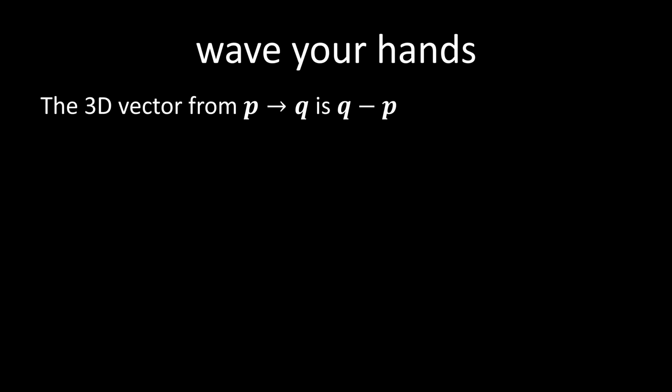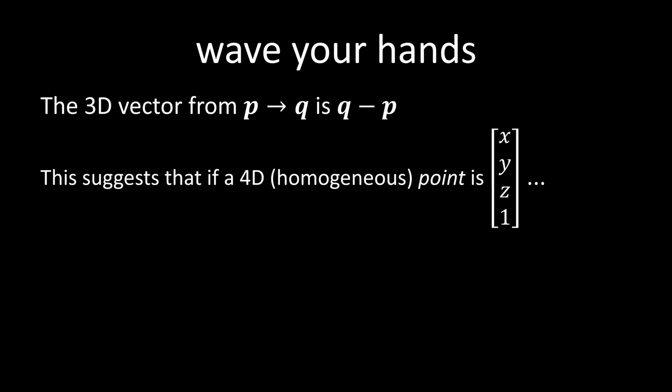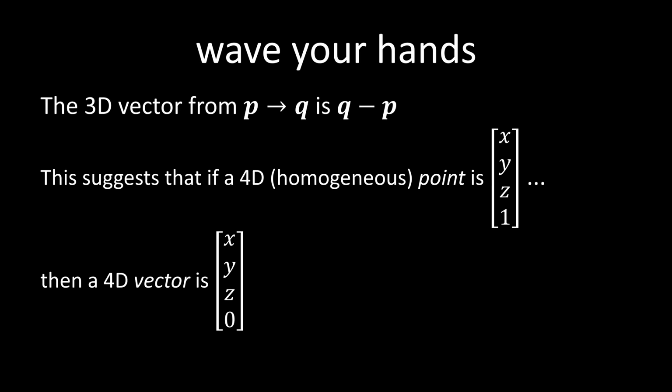We also need to wave our hands just a little bit and recall that the three-dimensional vector pointing from point P to point Q is Q minus P. And that's pretty much the last time we're going to be doing anything with 3D points or vectors for the remainder of this lecture. We're going to do everything else in homogeneous coordinates. And this suggests that if we have this four-dimensional or homogeneous point x, y, z, 1, and we subtract two of them to form a vector, then a four-dimensional vector is x, y, z, 0. You don't have to worry about whether this is true or even makes sense. It's really just going to be a useful mnemonic device for this material.